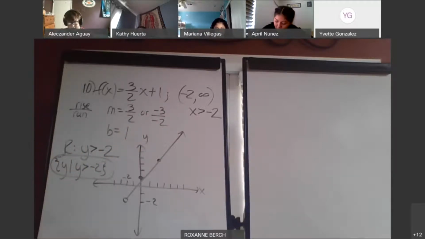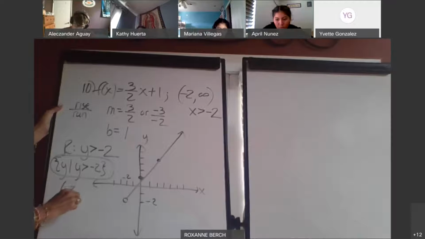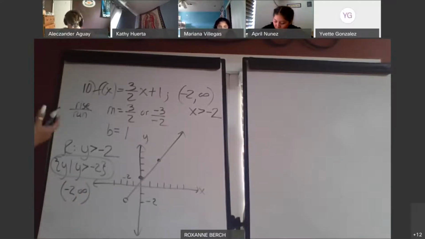Okay, if you wanted to write this in interval notation, the interval notation would be open on -2 up forever. So there's your 3 notations: inequality notation, set notation, and interval notation.